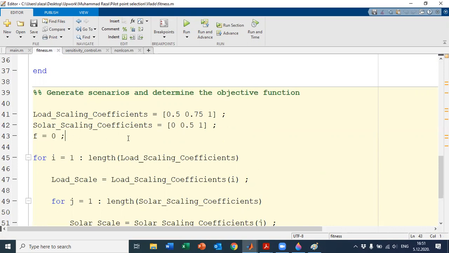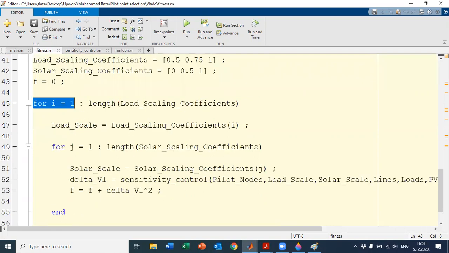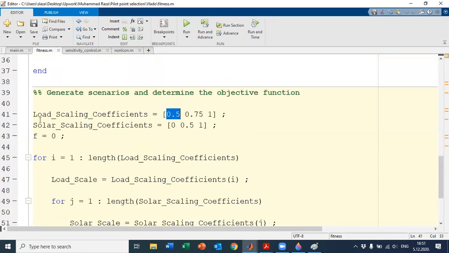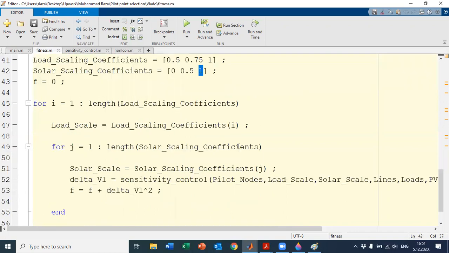So at the very beginning, we need to, of course, initialize the objective function, and basically what we do, we just have 2 loops, one looping through the load scaling coefficients and the other looping through the solar scaling coefficients. And for each of these scenarios, so we combine the 50% load with 0 PV generation, 50% PV generation, and 100% PV generation. We just simulate the sensitivity control technique for each one of these scenarios.